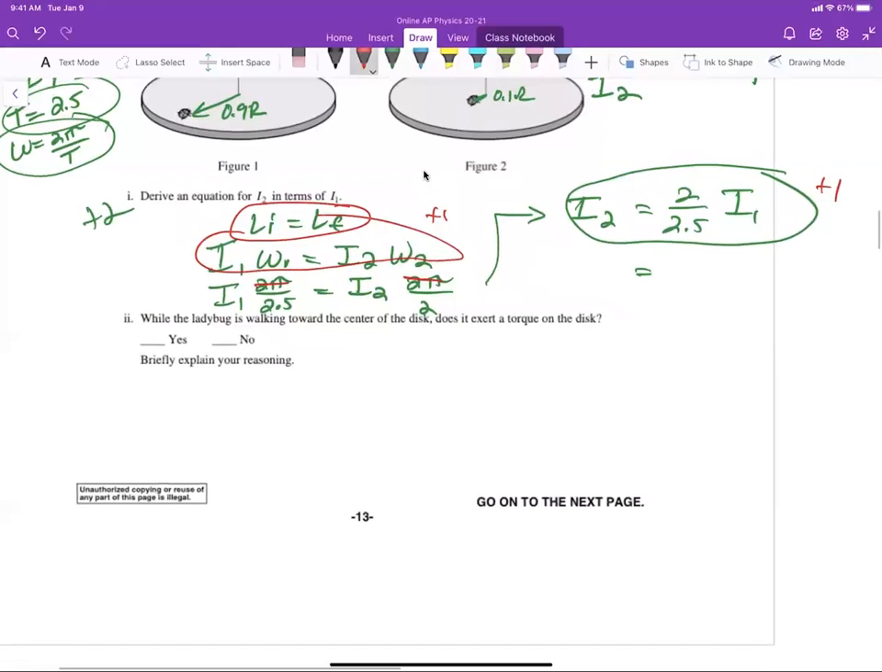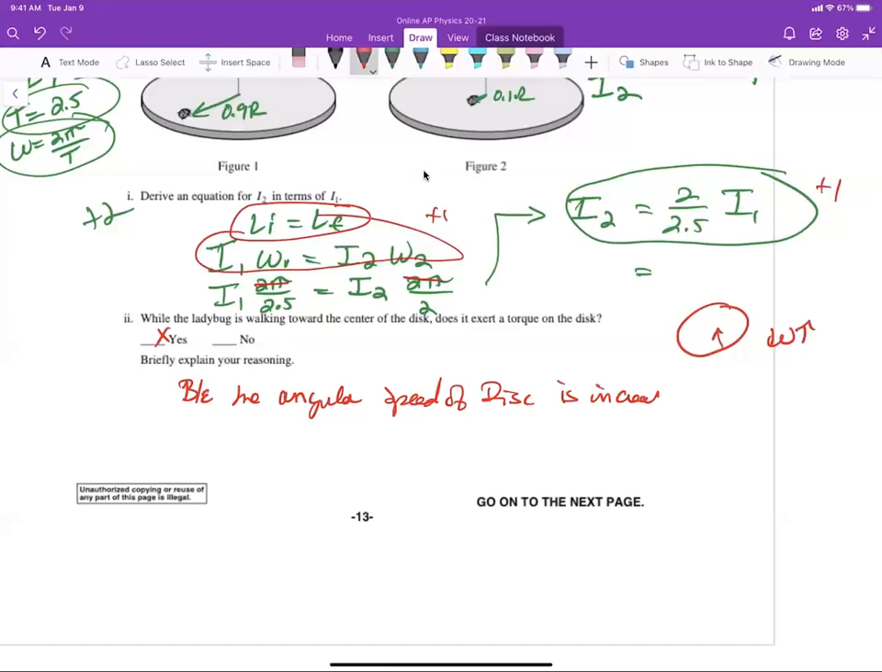This next one, to be honest, I have a difficult time explaining. I don't know every single thing. But anyway, while the ladybug is walking towards the center of the disc, does it exert a torque on the disc? Well, what's happening to the disc's angular speed as the ladybug goes inward? Its angular speed is increasing. So it has to be. Now, I have a hard time explaining how that is, but it is. Just think of the disc. Is the disc's speed increasing? Yes. And the answer is because the angular speed of the disc is increasing.